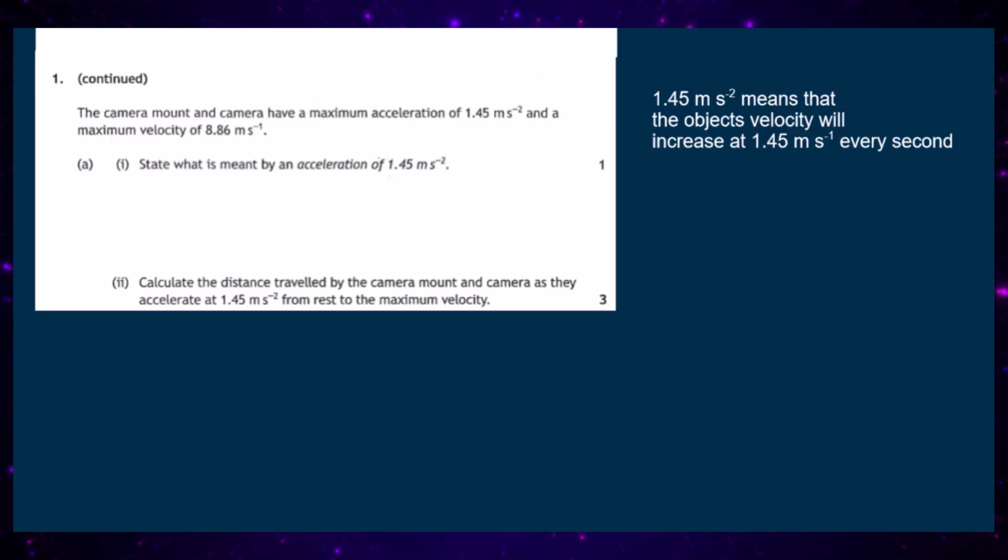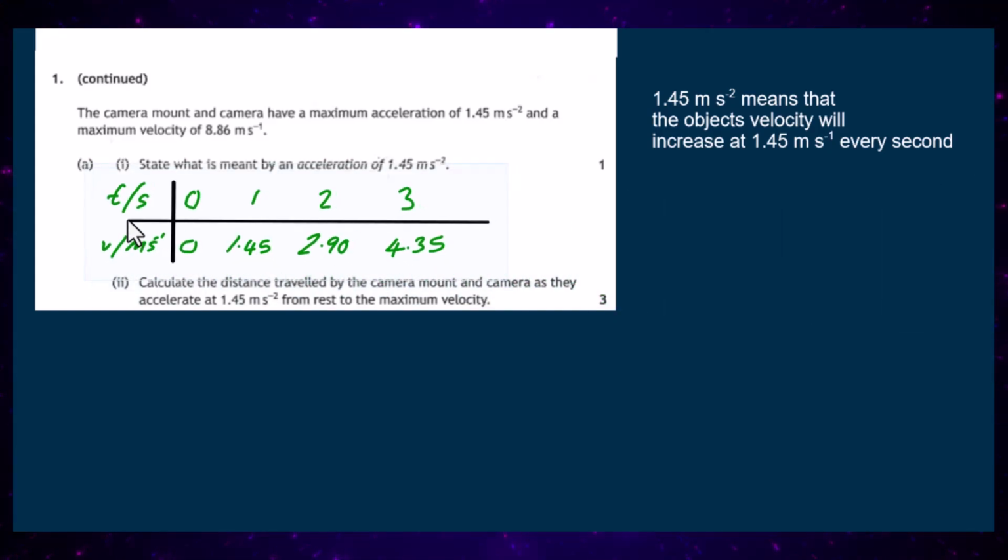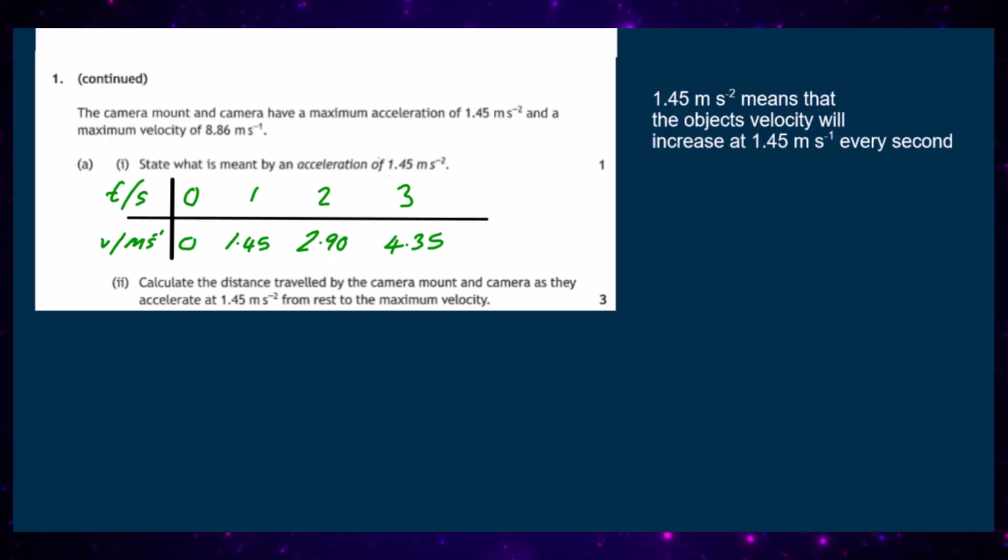1.45 meters per second every second, that's how we pronounce that, means that the object's velocity, or speed if we're talking about magnitude, will increase by 1.45 meters per second every second. For 1 mark, that statement would be enough. But there's a table there showing you the increase of this object if it has an acceleration of 1.45 meters per second every second. Every second, it's going to have an increase in its velocity of 1.45 meters per second.